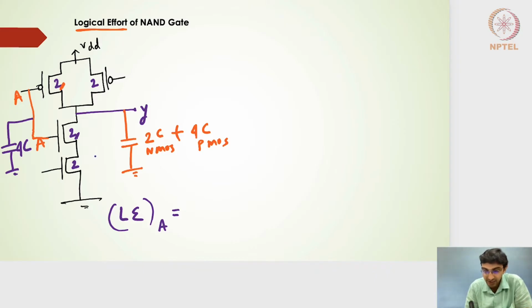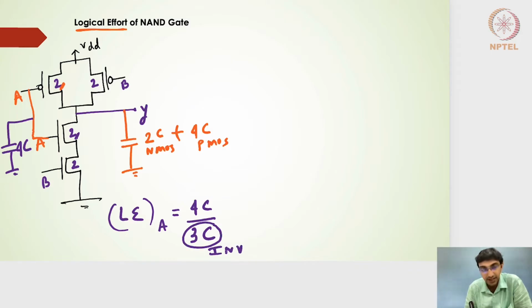You can also have the logical effort for the B, which in this case will be the same as the logical effort of A. So 4C divided by 3C, right? This 3C is coming from the inverter's input capacitance, and this 4C is coming from the two input NAND gate's input capacitance. So it turns out that the logical effort is 4 by 3.